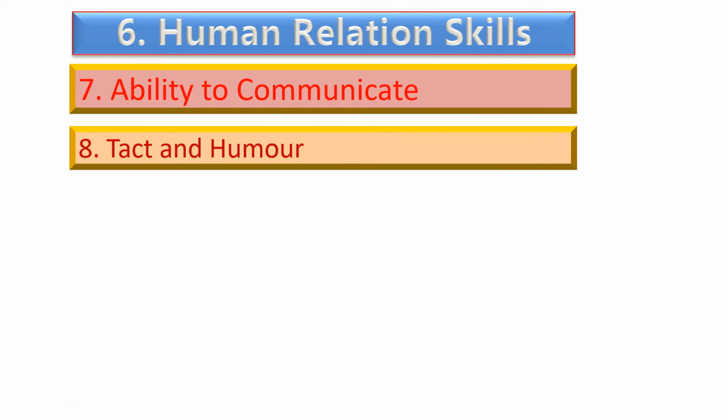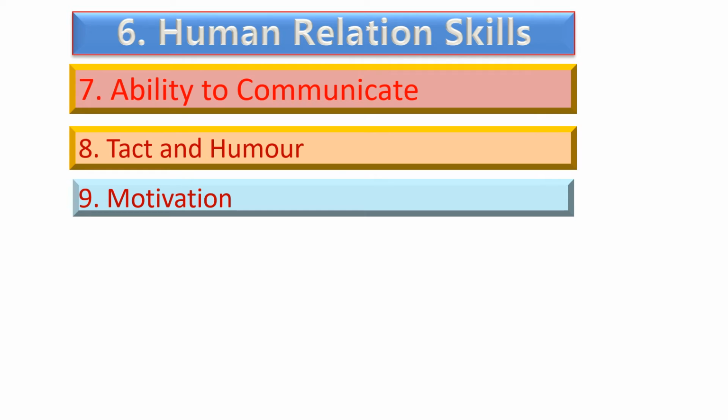The next point is human relation skills. A leader should have human relation skills. Human relation skills refer to the ability to work with others, the ability to understand people, their problems and feelings, knowledge about people and interpersonal relationships. A leader needs to possess the knowledge of how human beings react to various different situations.